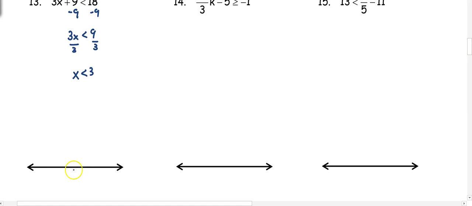So on our number line, we're going to put 3. We're going to put 0 somewhere to the left of it. And then we have x is less than 3. So at 3, we're going to have an open circle because there's no bar underneath. And we're going to shade to the left.